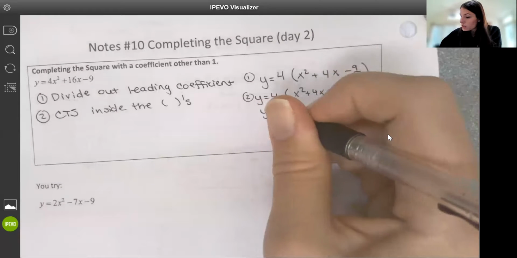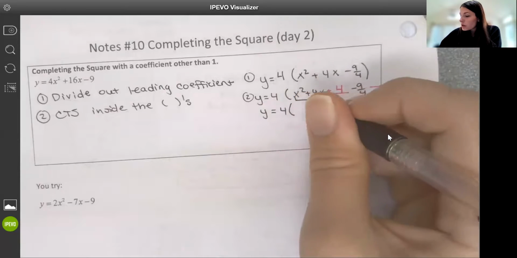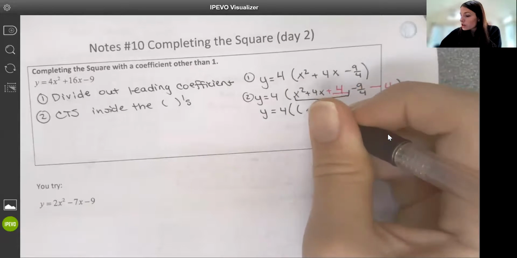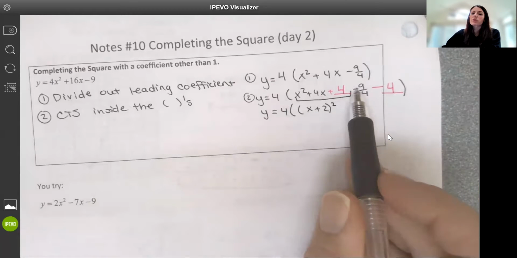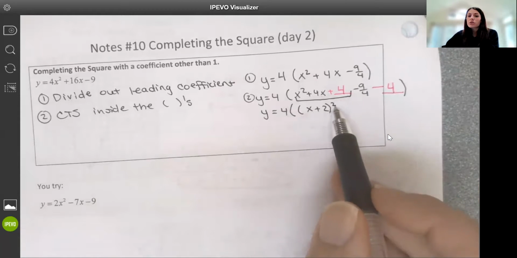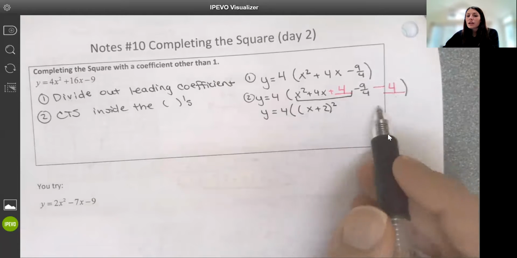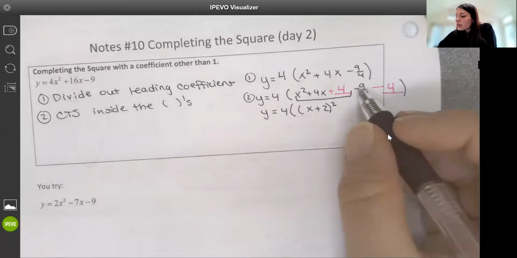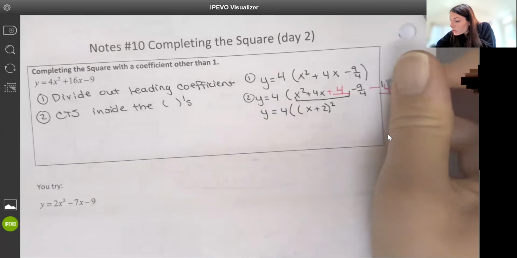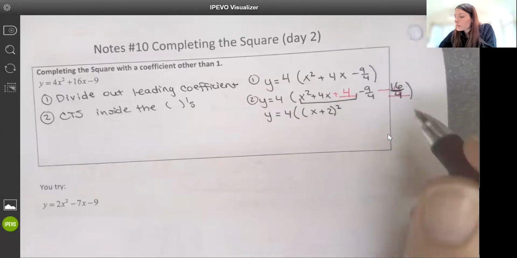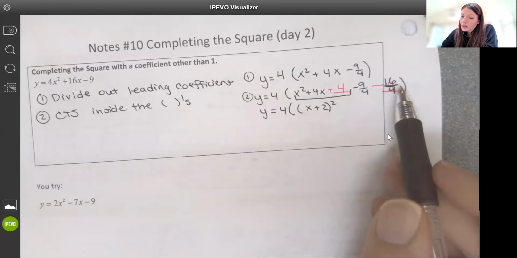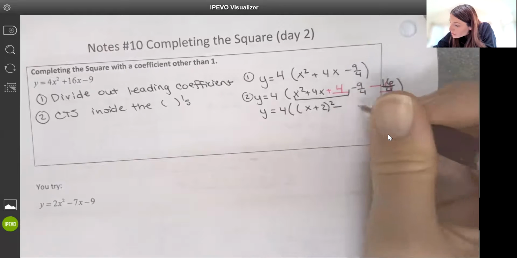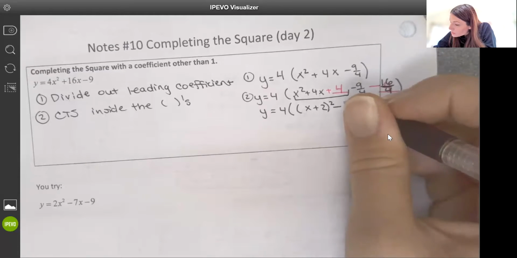Now I still have this 4 out front, and inside my parentheses, I'm going to factor that perfect square trinomial. x squared plus 4x plus 4 is going to factor into x plus 2 squared. And at the end, where I have negative 9/4 and negative 4, I'm going to rewrite negative 4 as negative 16/4. Negative 9/4 and negative 16/4 together give me negative 25/4.